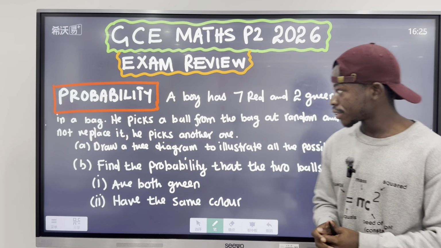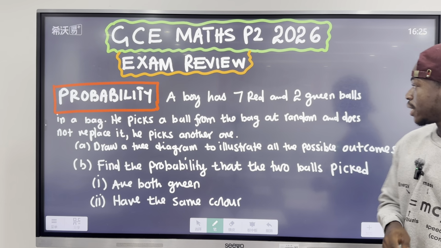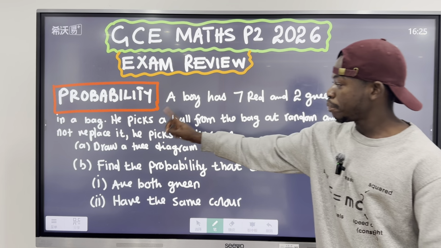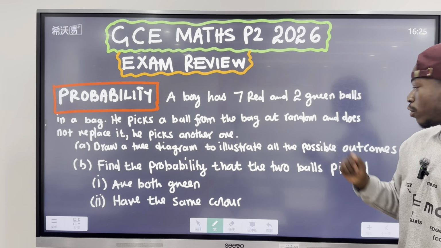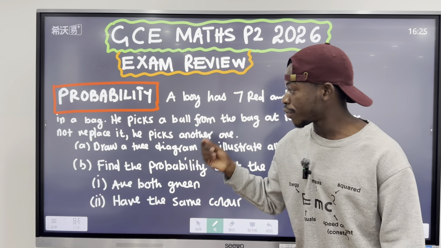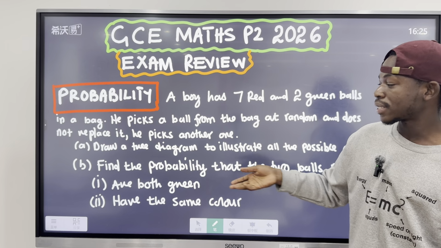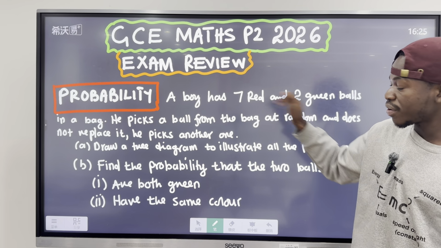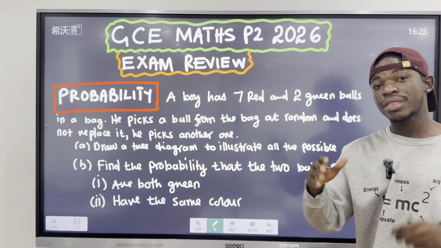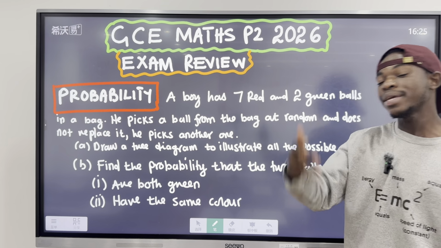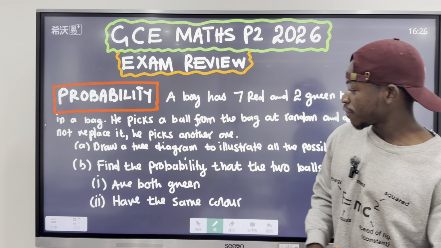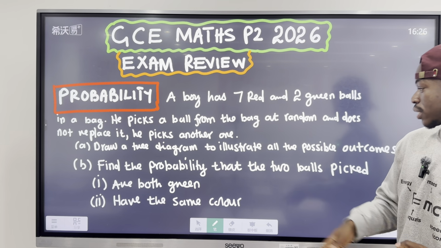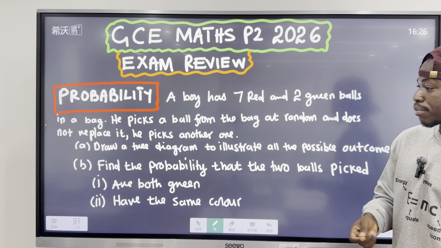The question says, a boy has 7 red and 2 green balls in a bag. He picks a ball from the bag at random and does not replace it. He picks another one. So this boy has these 7 red balls and 2 green balls. He picks without replacement, then he picks again. The first part says draw a tree diagram to illustrate all the possible outcomes.